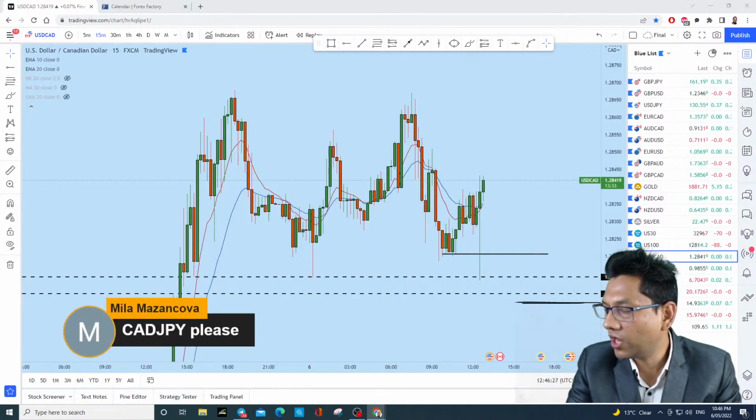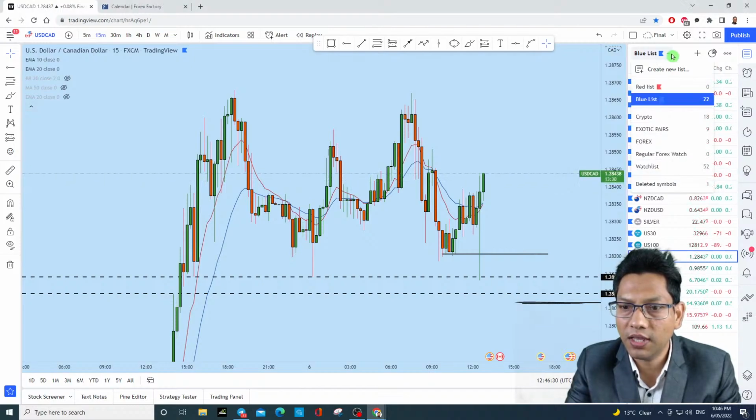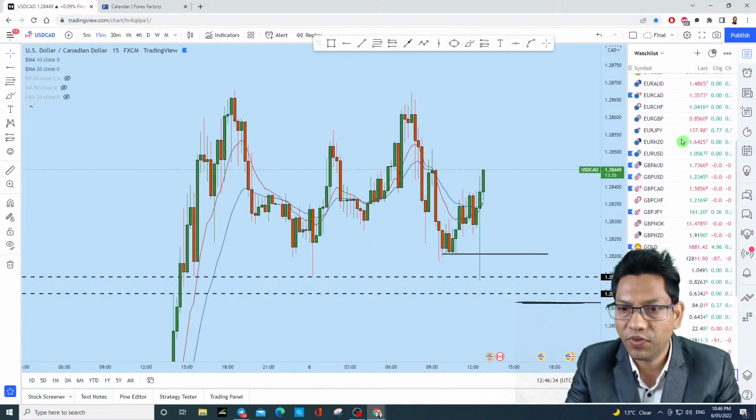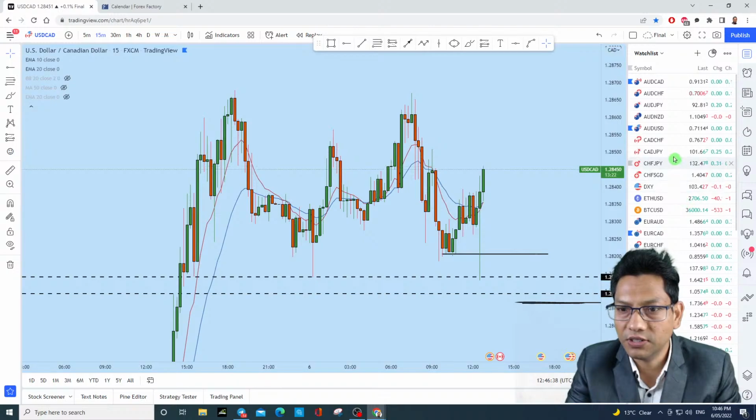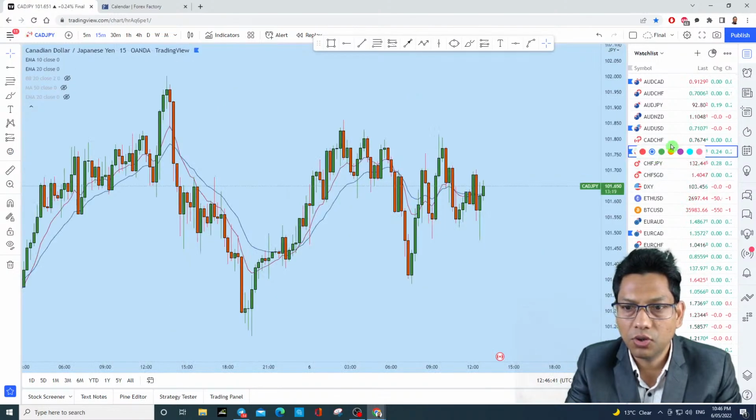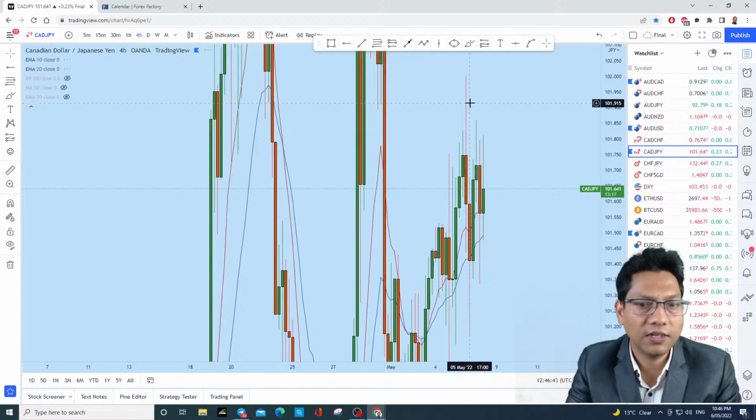Mila asked for CAD JPY. Let's see CAD JPY. I think we didn't shortlist it, but let's do it. Watch list. Let's find out CAD JPY. Where is CAD? This is the CAD JPY. So looks like CAD JPY.